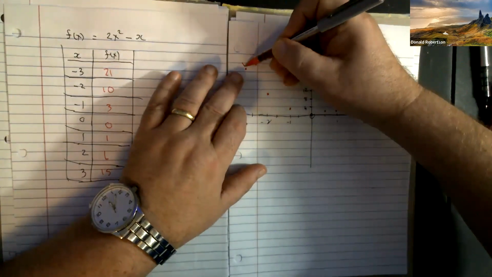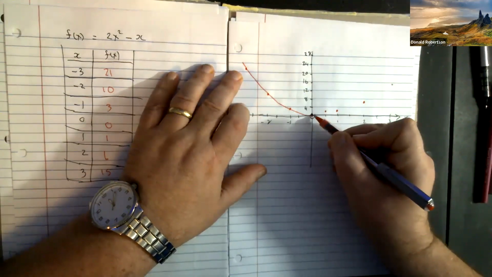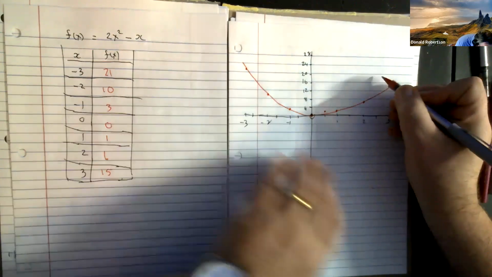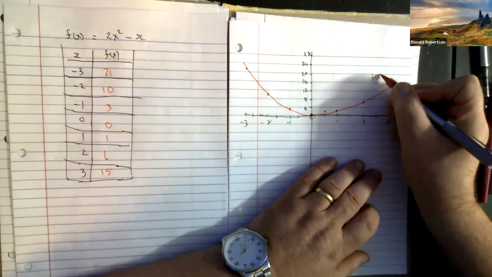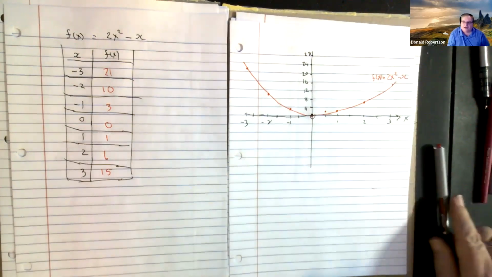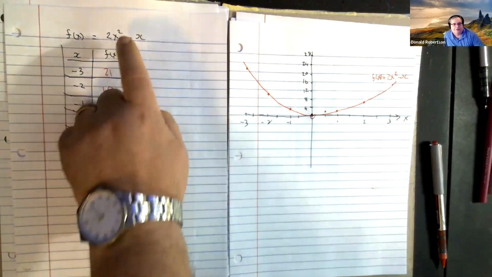And then you try your best to draw a curve, and then you label your curve 2x² take away x. And I've now drawn a sketch, maybe not the most accurate one, of course, but it's a sketch of this function.